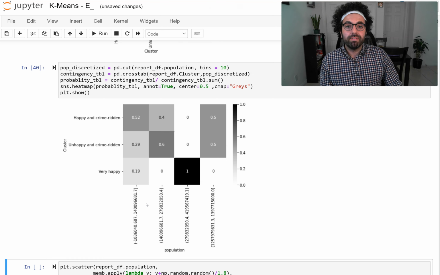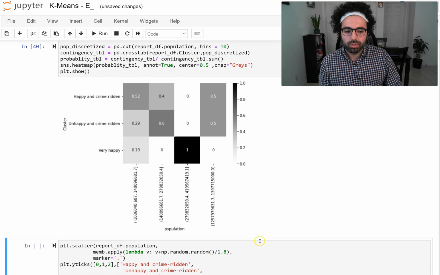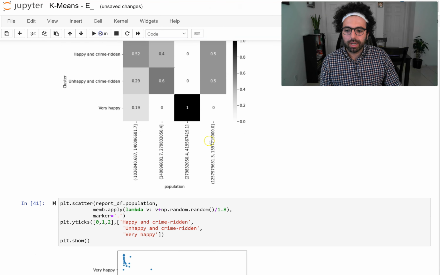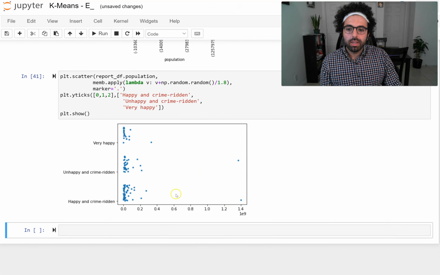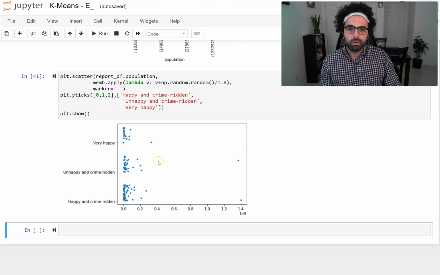So how do we do this? We can do it another way. We have to be a little bit creative to do this. Let me go ahead and run this, and then I'll show you what was the creativity that led to this visual. So now we can see that in this one, the happy and crime-ridden countries are somewhat similar to unhappy and crime-ridden and very happy. Perhaps this one value was selected for this one. That's what's happening. So there is no meaningful relationship between the population and the cluster actually.